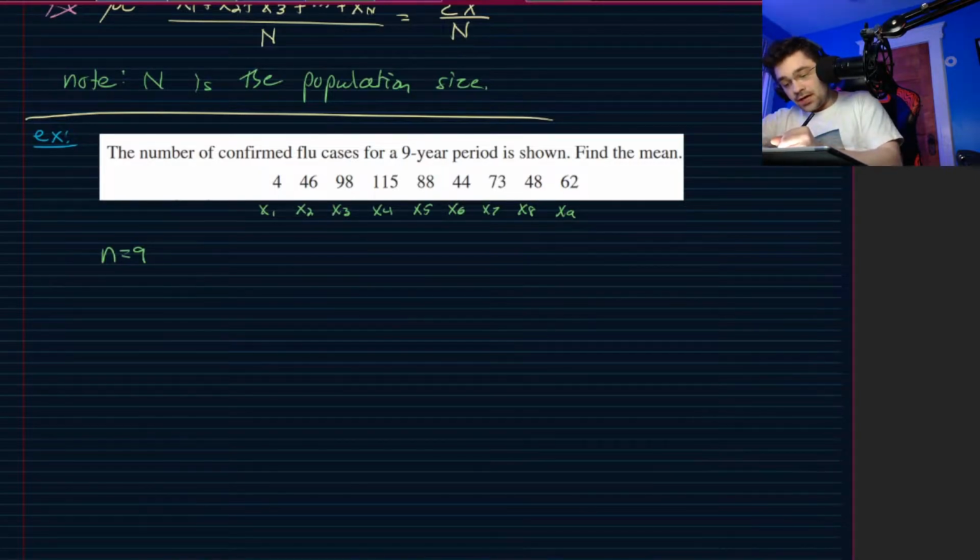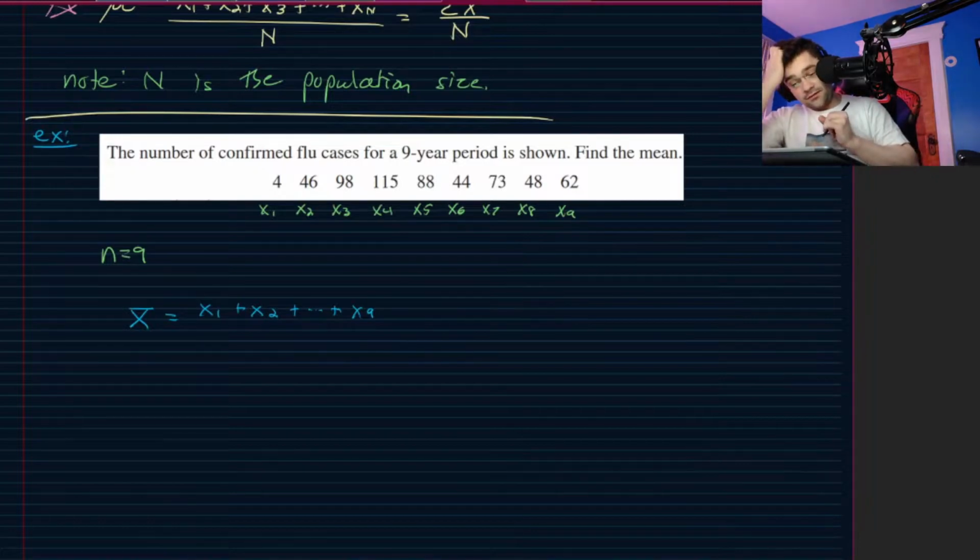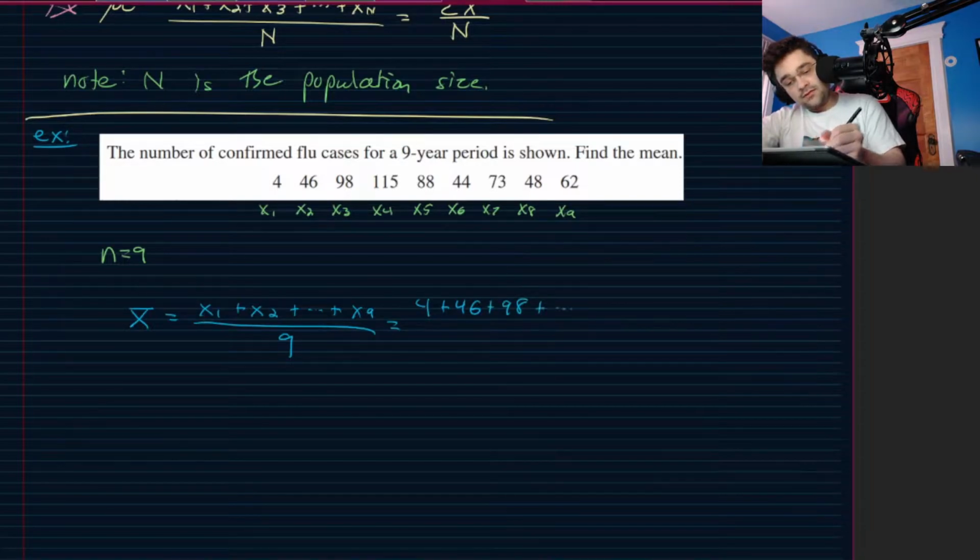And remember the mean, which I'm assuming this is a sample, so x bar. I won't use the summation notation, I guess. x1 plus x2 plus dot dot dot plus, in this case, x sub 9. Right? Because that's what our n is. That's the last data value in the sum. All over n, which is 9. Okay, so that's 4 plus 46 plus 98 plus all the way up to 62.